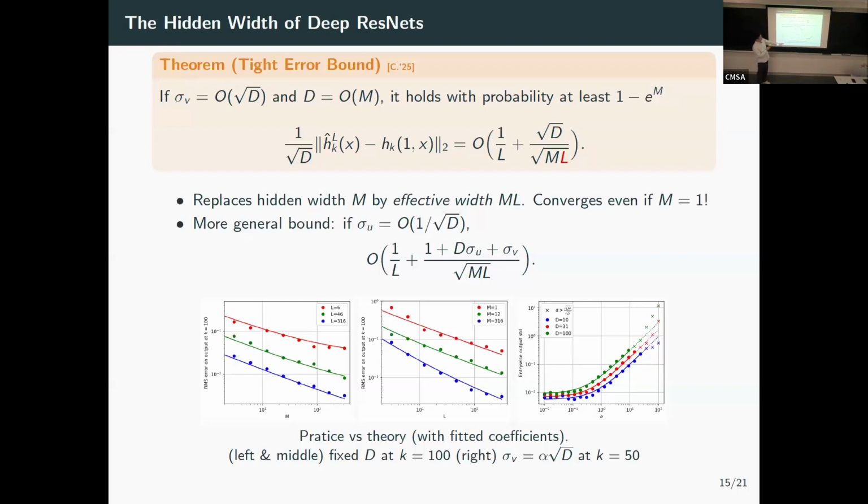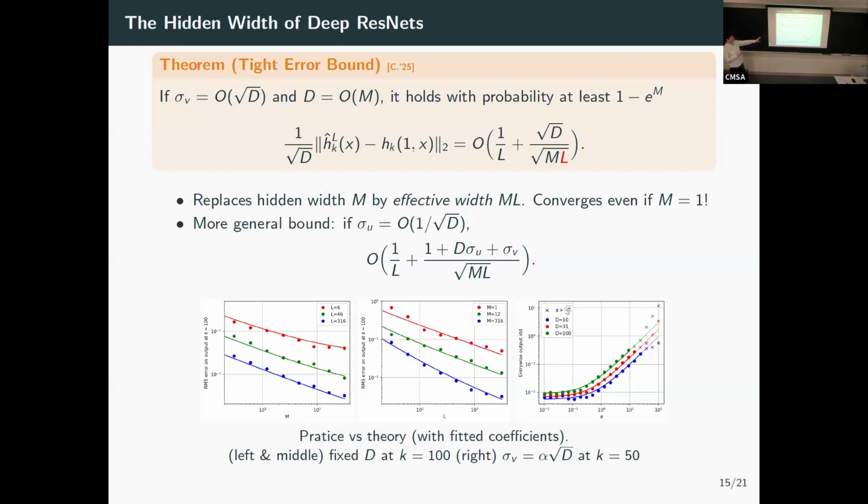Then with high probability, you have the bound 1 over L plus square root of d over square root of ml. So once again, you have the same behavior as the two-layer neural network, except you replace the width by this effective width, which is the product m by L, the total number of nodes you have in the neural network. And you see that even if you put m equals 1, this converges to 0 when the depth goes to infinity. And if you want to know where this square root d comes from, you can decompose the contribution of sigma u, sigma v, the scales of the initialization of the forward and backward pass. But you'll pay square root of d in any non-degenerate limit.